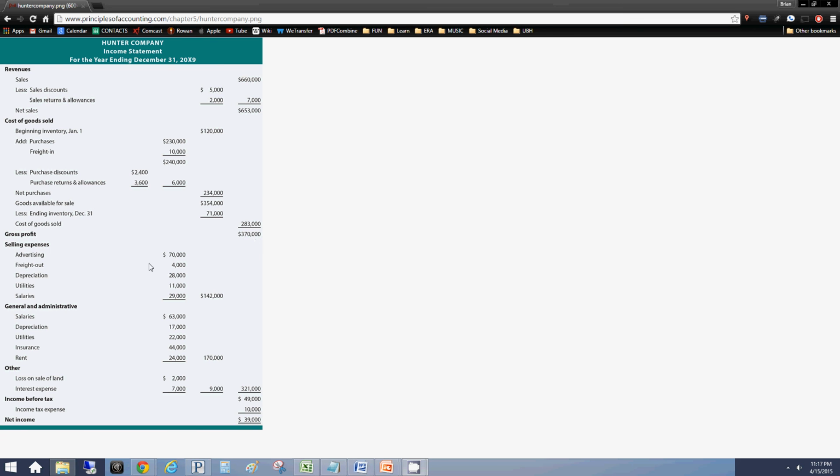So for selling expenses, it has advertising expenses for your marketing promotions. The freight out, which is probably transportation, is at $4,000. Depreciation on its equipment and buildings is $28,000. The utilities it has to pay to run the factories is $11,000.